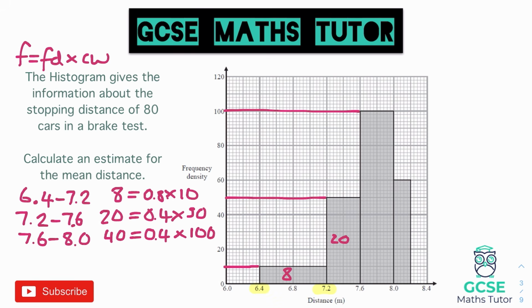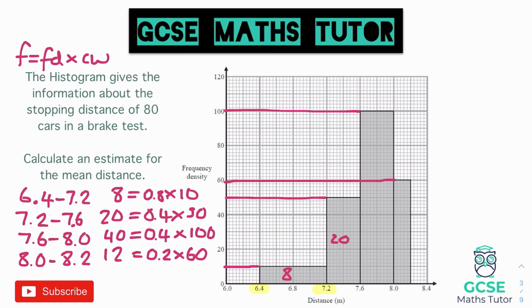And on to our final one, it goes from 8.0 over to, just down the bottom there, it's between 8 and 8.4, so that goes over to 8.2. So that is a class width of 0.2. So this is going to be 0.2 multiplied by the frequency density, which if we trace it all the way across is a frequency density of 60. So 0.2 times 60 gives us a final answer for our frequency of 12.